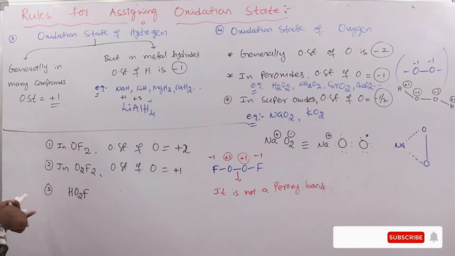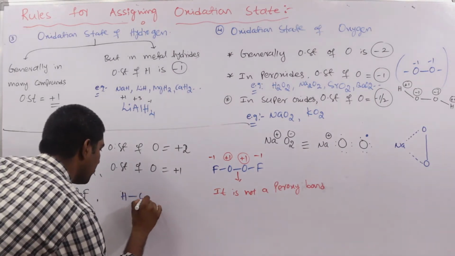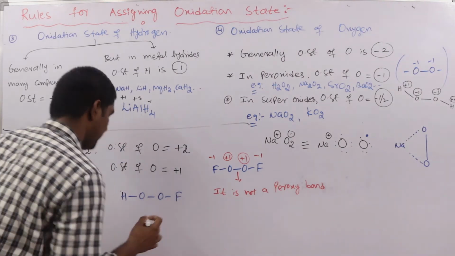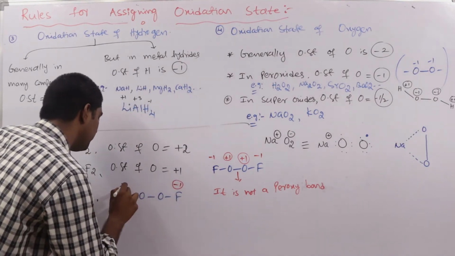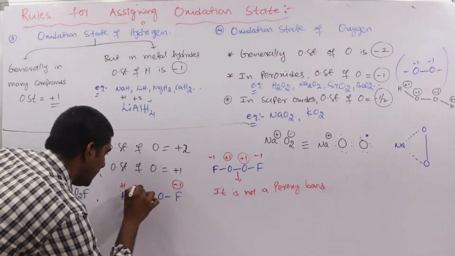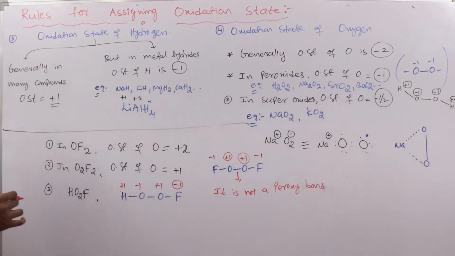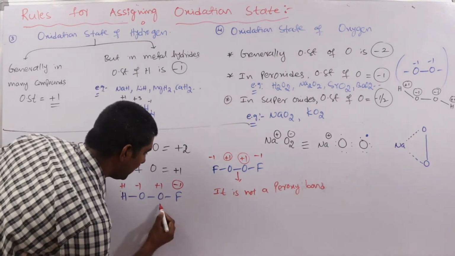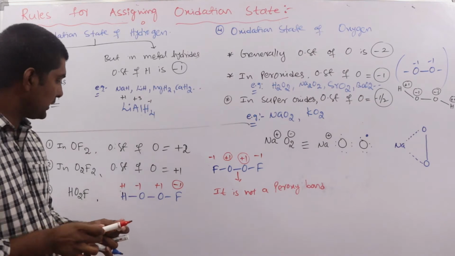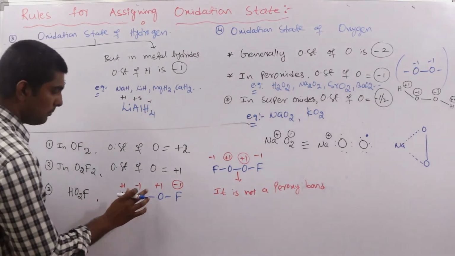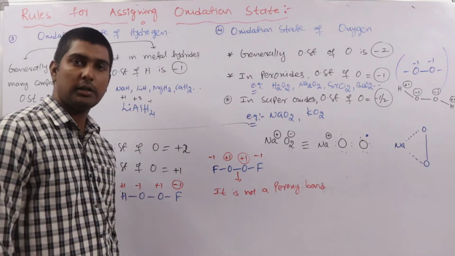HO2F. Okay, if you consider this one, see here fluorine is -1, hydrogen is +1 here, and this oxygen carries -1 charge, this oxygen carries +1 charge. Okay, because it is bonded to the fluorine, so that's why +1. So in the same molecule, one oxygen atom is exhibiting -1 oxidation state, another oxygen atom is exhibiting +1 oxidation state.